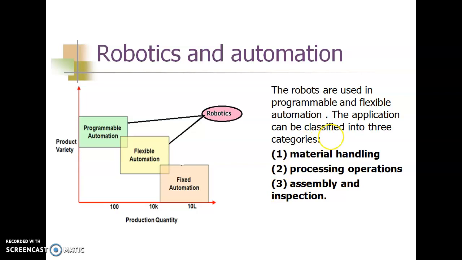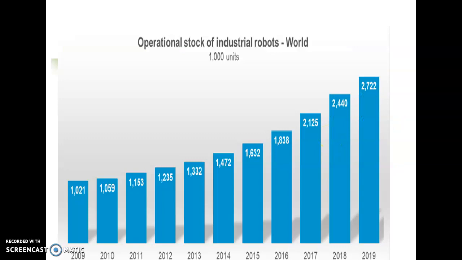This bar chart represents how well robots are used in industries. It shows the operational stock of industrial robots, given in 1000 units. You can see from the bar chart that from 2009 to 2019 there is a marvelous growth from 1021 to 2722. That means 27,22,000 units are in use worldwide. Nearly 27,22,000 robots are serving the industries. It started with only 1021, which you have to multiply by 1000, so it is 10,21,000 units to 27,22,000 units. So this is the worldwide picture.